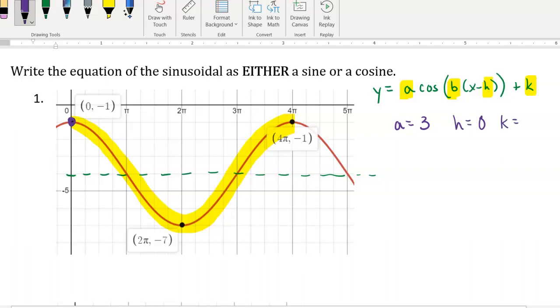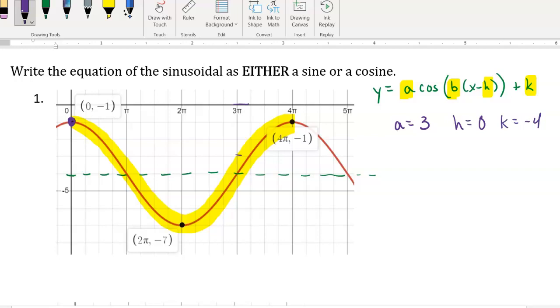My value for K is how far up or down it's been moved. So now again, it was here, the midline was here on the x-axis. Well, it's been moved down now a total of 1, 2, 3, 4 units. So it's been moved down 4. So we're going to say the K value is -4.